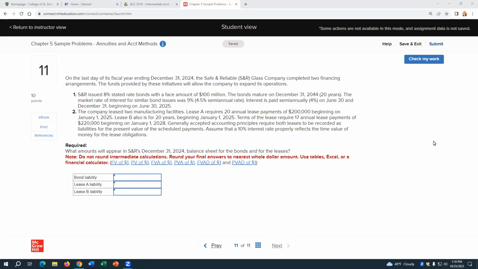So let's do the right side of the class over here. We'll do the bond. Actually, no, I'm going to take that back. We're all going to do all of them. So first of all, everybody take a minute and figure out, they're asking us what amount would appear on the balance sheet for the bonds and the leases. So what liability would we have if we were to issue those bonds? Go ahead and take a look at the bond example.